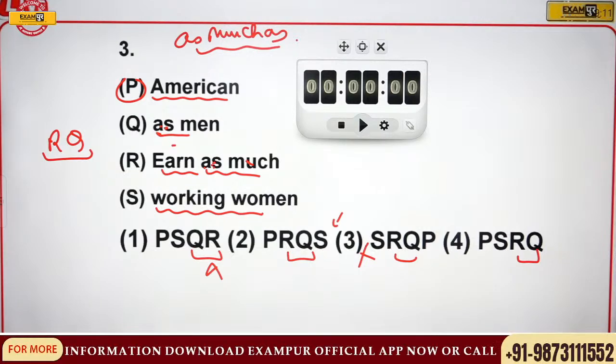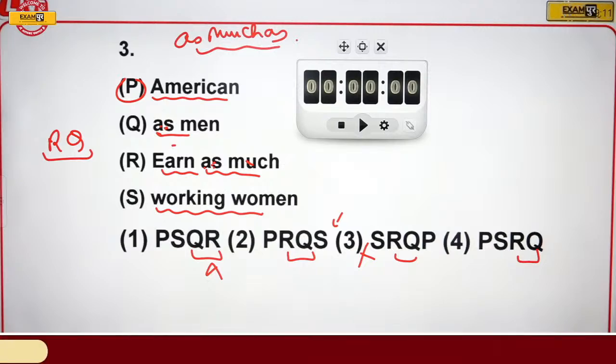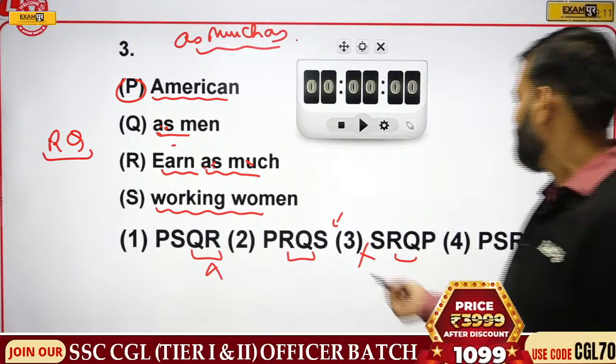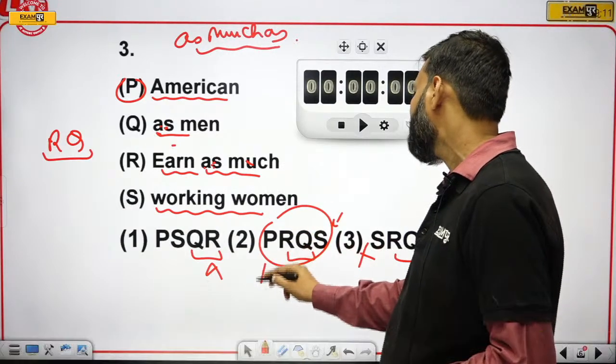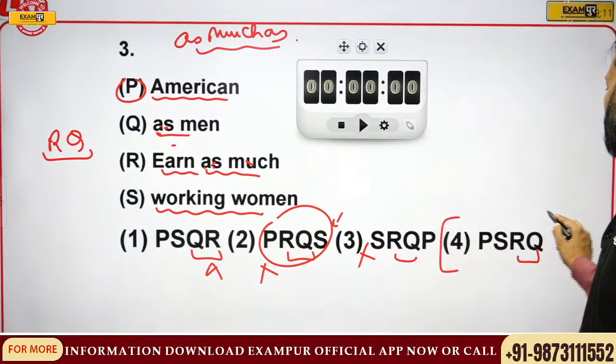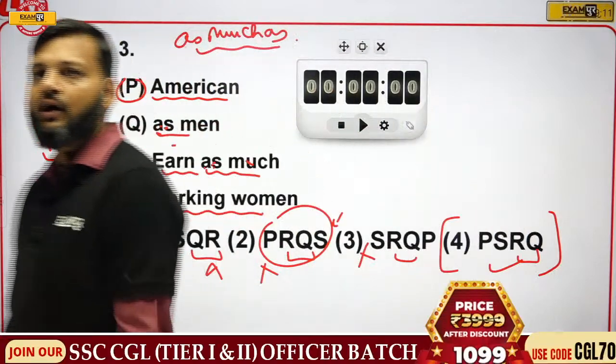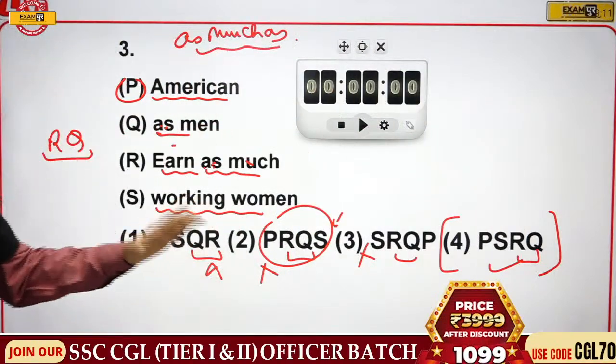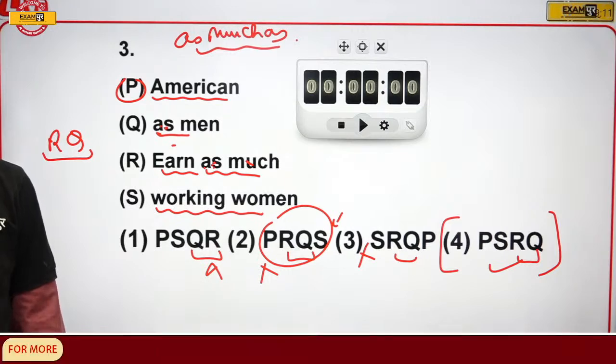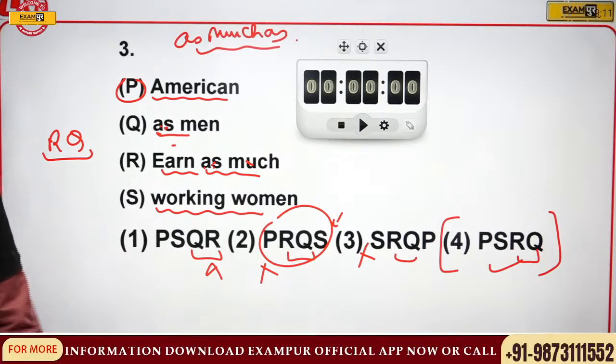So American earn as much as men working women. This sequence has no meaning actually. So here the answer is option number 4. PSRQ is the right answer. Okay, option number 4 is the right answer. PSRQ.